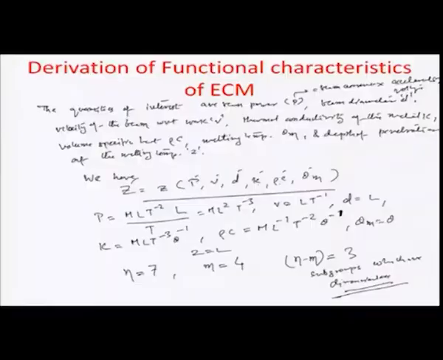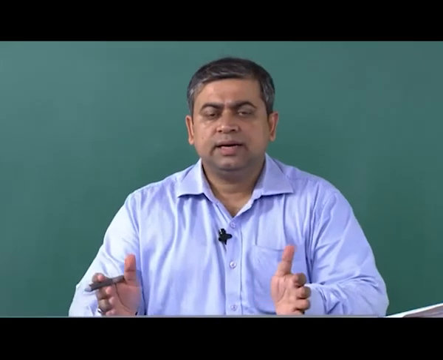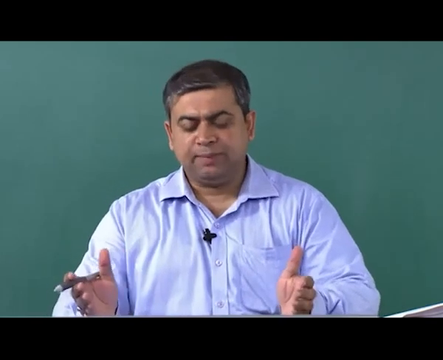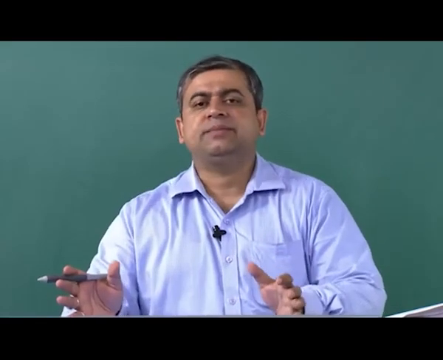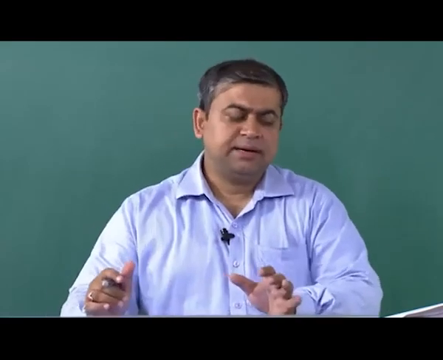So, let us assume these 3 groups, n minus m equal to 3 groups, to be, let us say, pi 1, pi 2 and pi 3. So, we can formulate these 3 independent subgroups pi 1, pi 2 and pi 3 by combining one or all of these parameters together, so that these are completely dimensionless in nature.